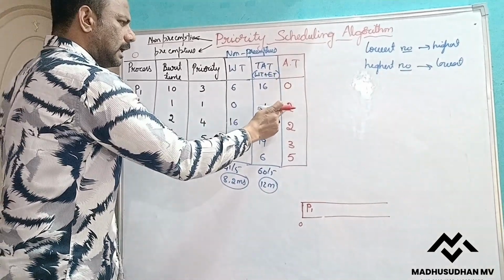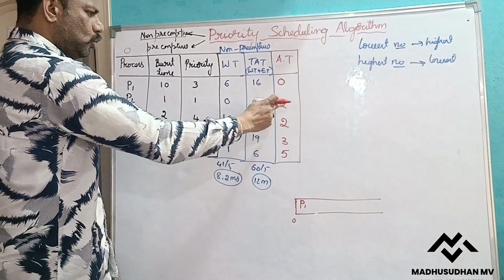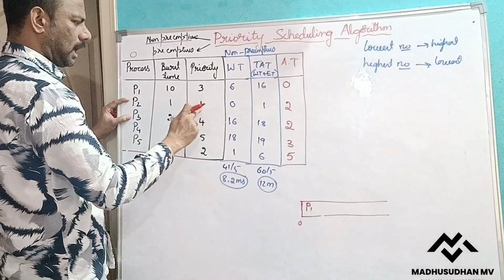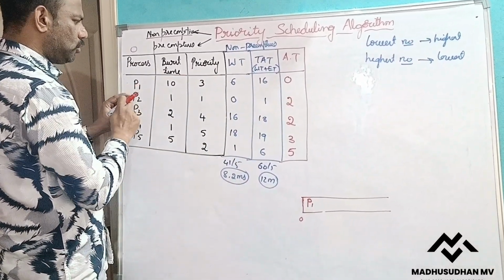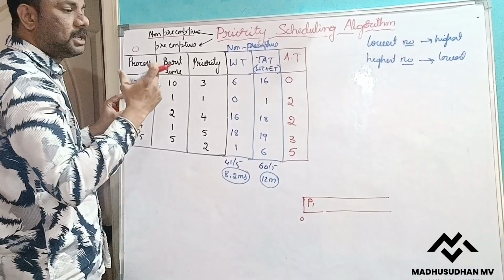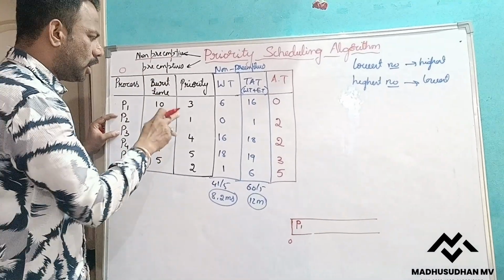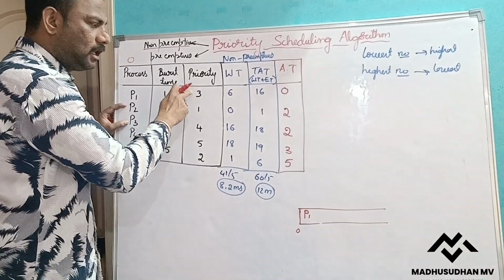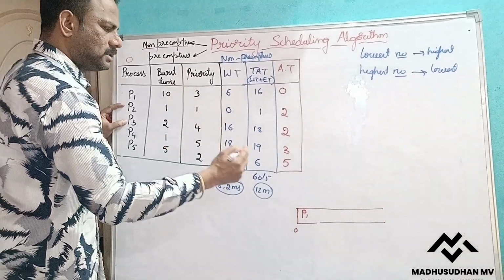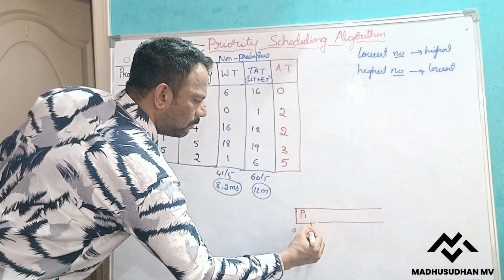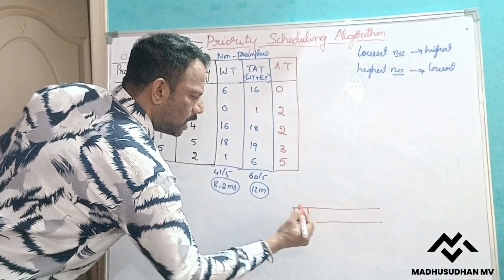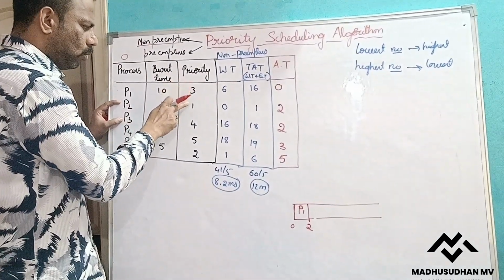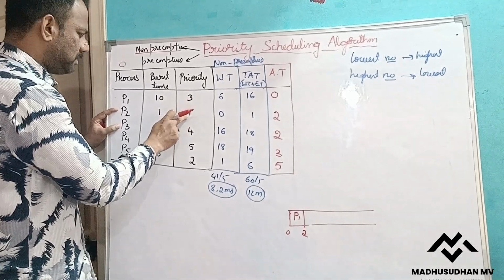But at time 2, two more processes came at the same time, P2 and P3. Among P2 and P3, which one to execute first? They have priorities 1 and 4, but the currently running one has 3. So among these three at time 2, which has the highest priority? 3, 1, 4. So this one has the highest priority.